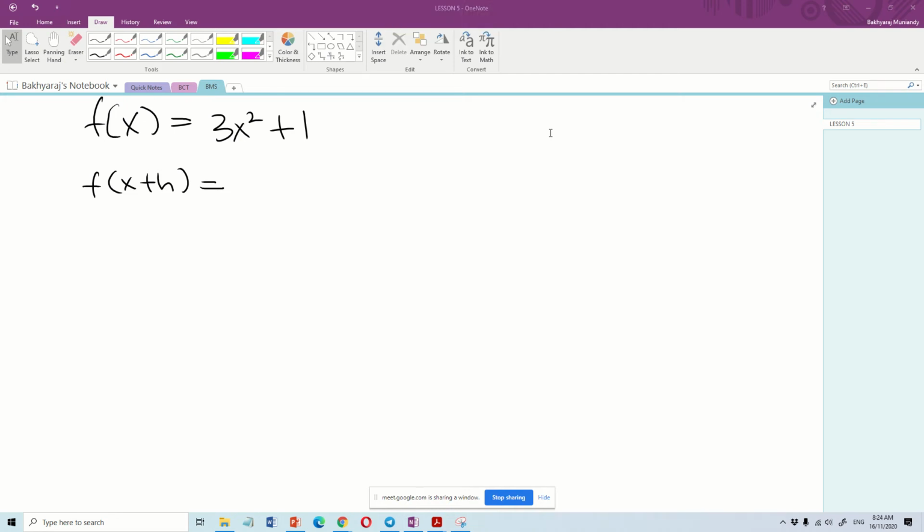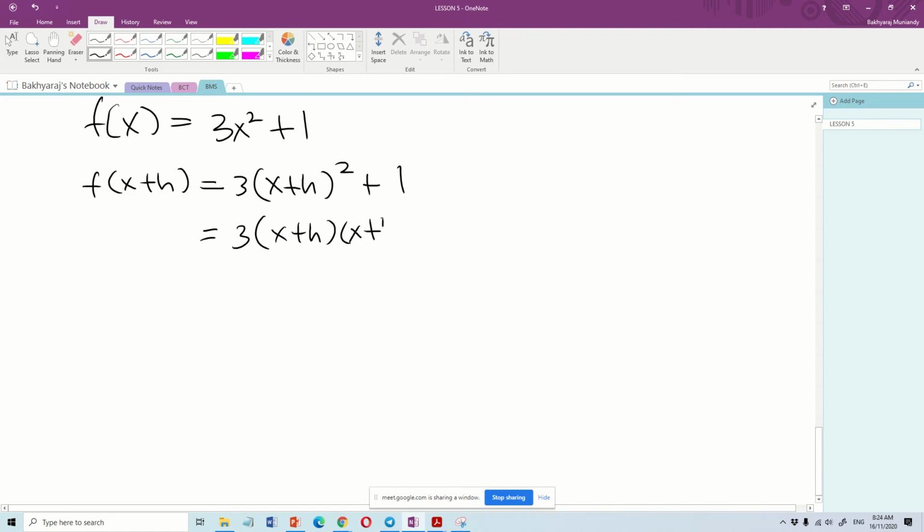Okay, back into the problem again. What do you get? You get 3 times x plus h square plus 1. So this is what you need to get for x plus h. Ini yang kita dapat untuk x plus h. Okay, when you expand, we need to expand carefully. Okay, so you get here x plus h plus 1. So you will get 3x square plus 2hx plus h square plus 1.